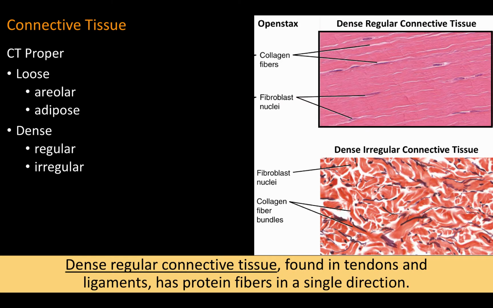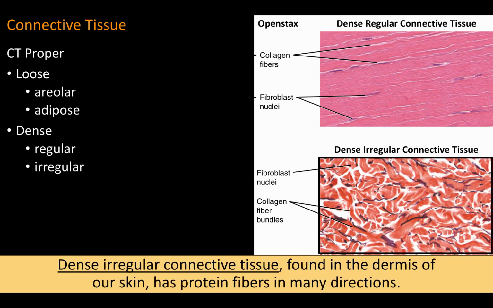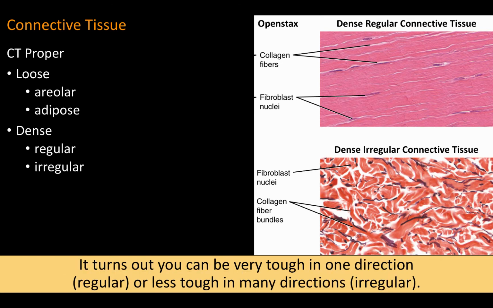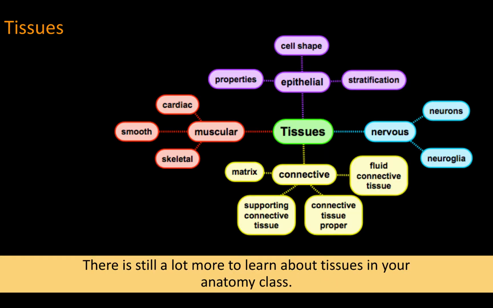Dense regular connective tissue, found in tendons and ligaments, has protein fibers in a single direction. Dense irregular connective tissue, found in the dermis of our skin, has protein fibers in many directions. It turns out you can be very tough in one direction, regular, or less tough in many directions, irregular.